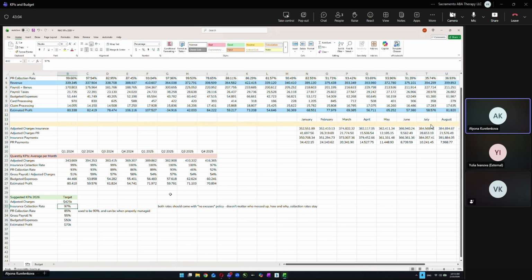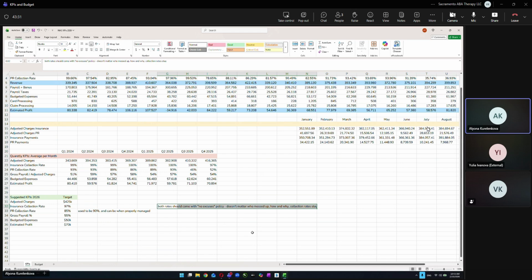I think Jerry and Billmax will push it higher on their own, but if we set it as 97, we can enforce this no excuses policy. It doesn't matter what happened, doesn't matter what you thought, because this stops Chantal from doing something like, oh, let me just schedule a bunch of sessions for the kid who doesn't have authorization yet because we think it is going to come through.